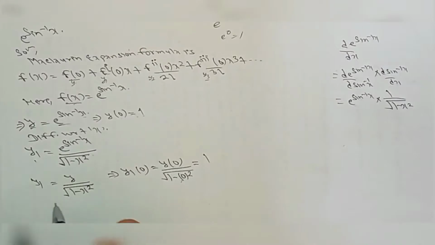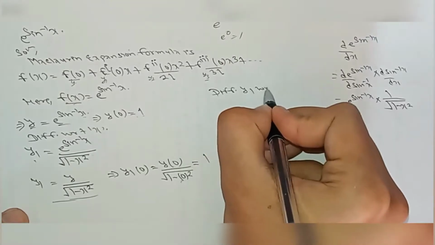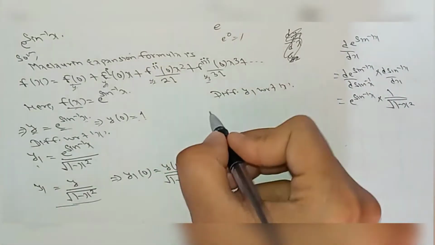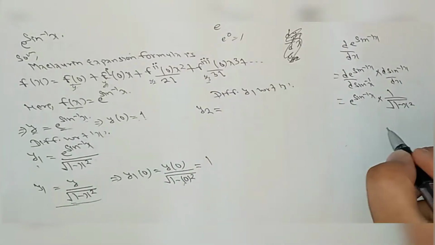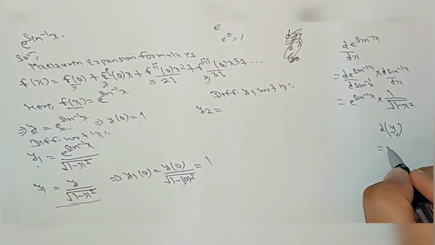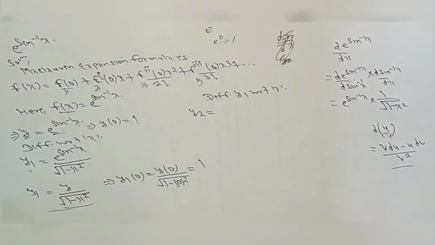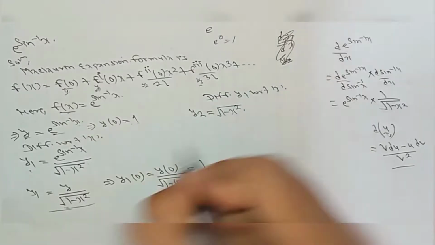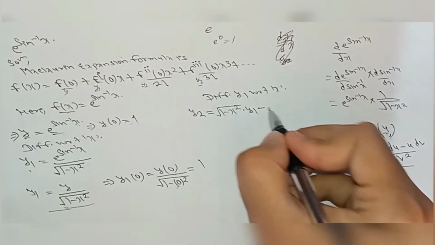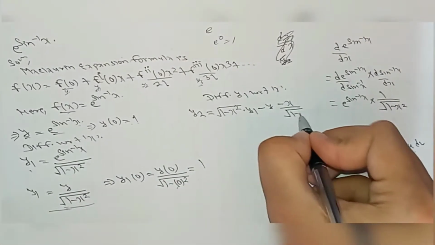Again we have to differentiate this term with respect to x. Differentiating y1 with respect to x, it becomes y2, and here we have to apply the quotient rule. Suppose we have u by v; its derivative is v du minus u dv by v square. This is the formula for the quotient rule. By applying it, we obtain root under 1 minus x square times y1 minus y, which stays as it is, times the derivative of root under 1 minus x square, which is minus x by root under 1 minus x square.